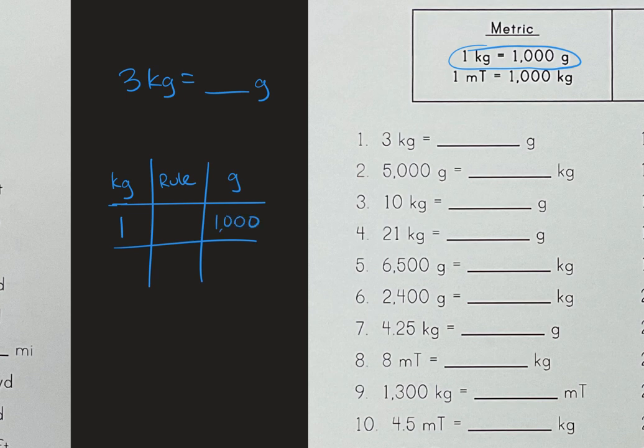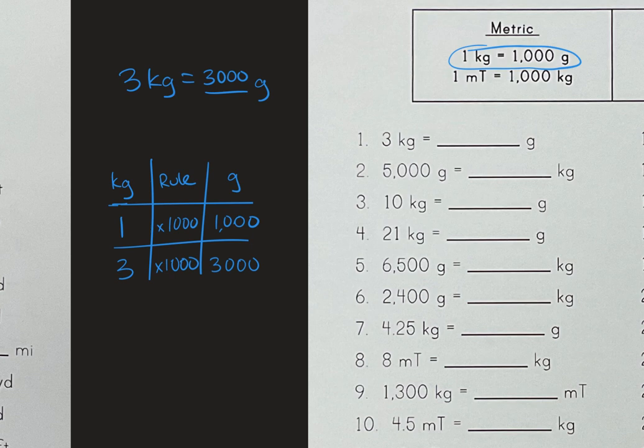So are we multiplying or are we dividing? Again, we're multiplying, right? 1 times something gives me 1,000. So we're multiplying by 1,000. That's my rule, right? And so then I can go back and plug in my original problem, which is 3 kilograms, and we can multiply that by 1,000, right? And that gives us how many grams? 3,000, right? So 3 kilograms is the same as 3,000 grams.